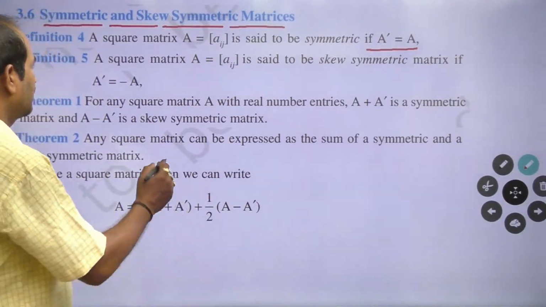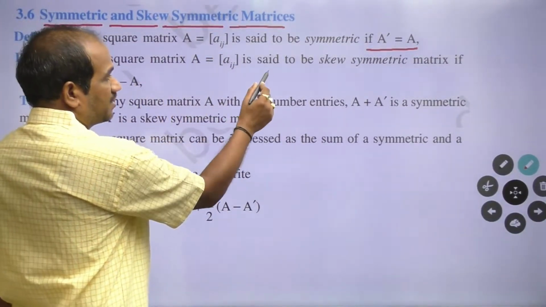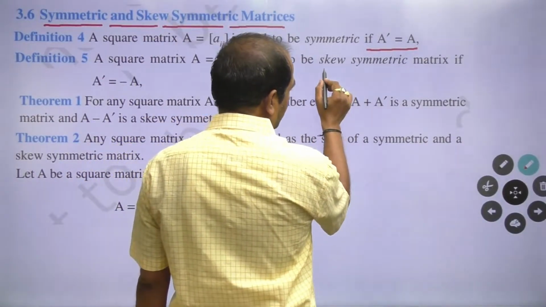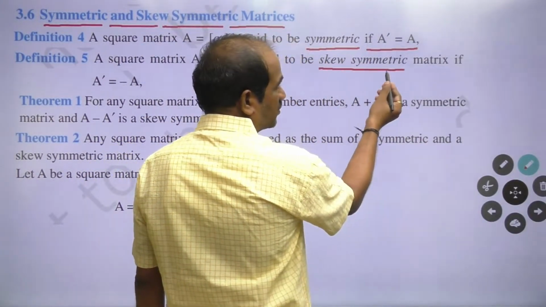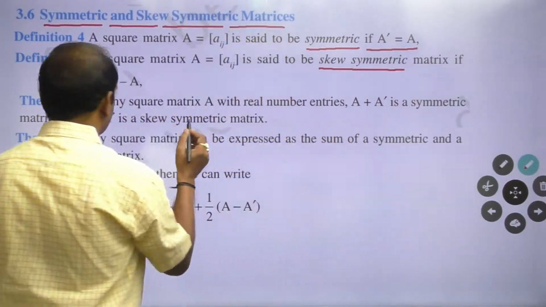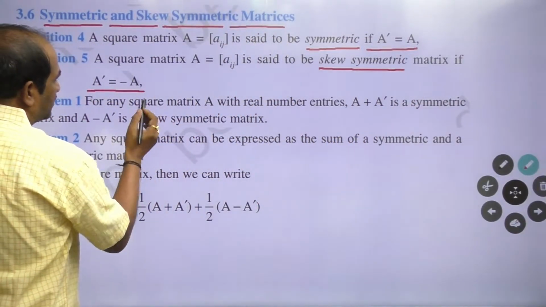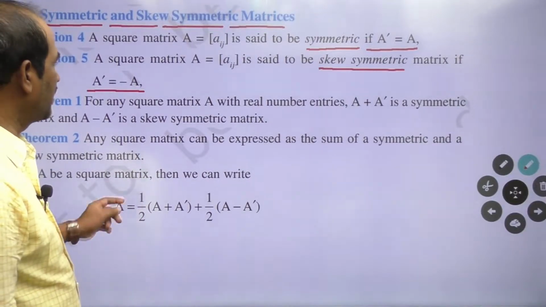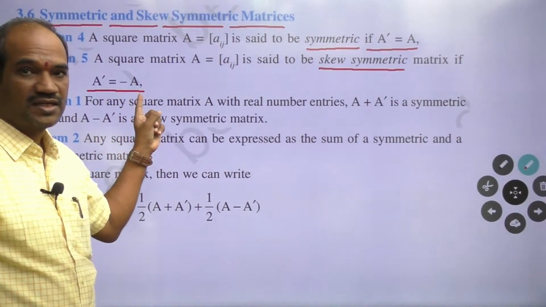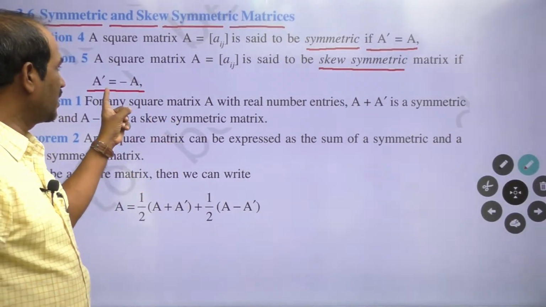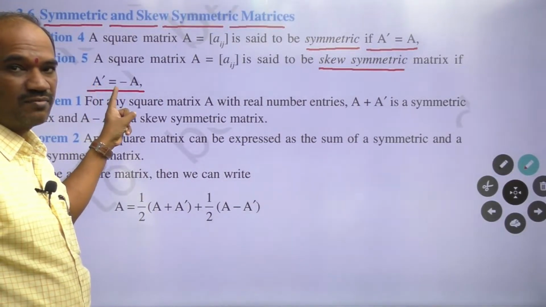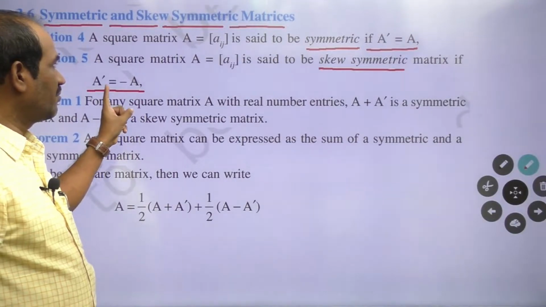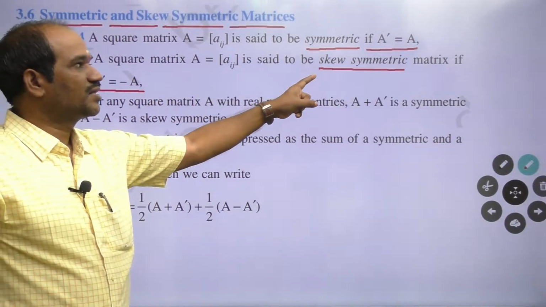Next, the second one. A square matrix A is said to be a skew symmetric matrix if A dash is equal to minus A. Here A dash means A transpose. If A transpose is equal to minus A, then the matrix A is called a skew symmetric matrix.